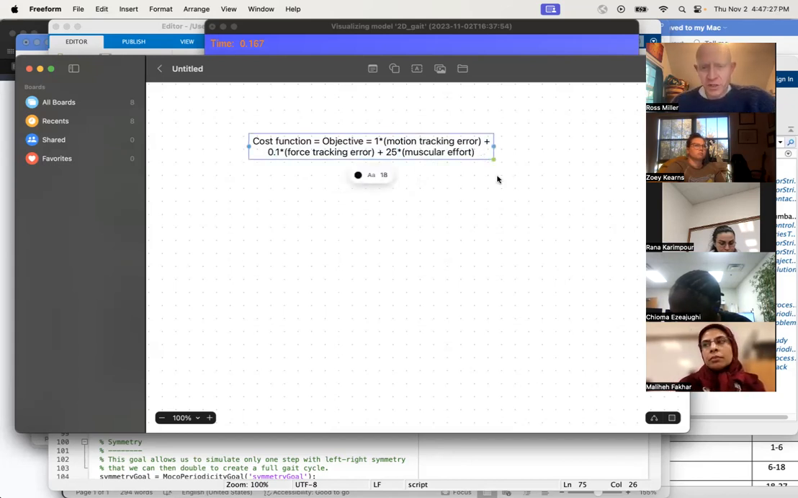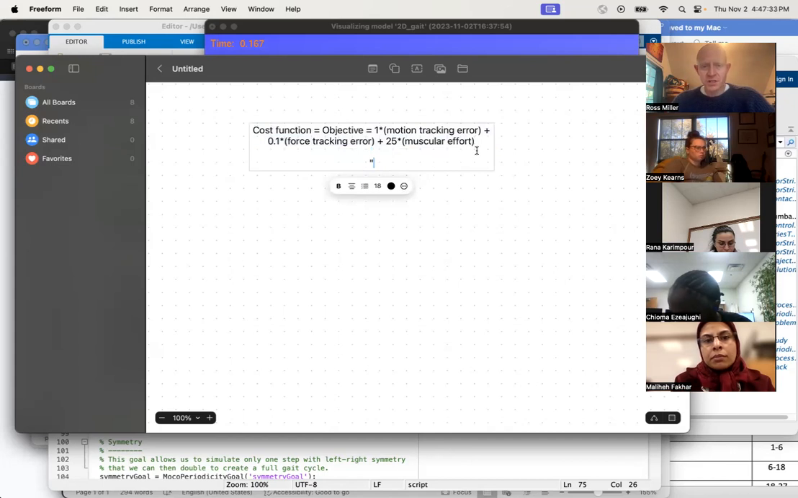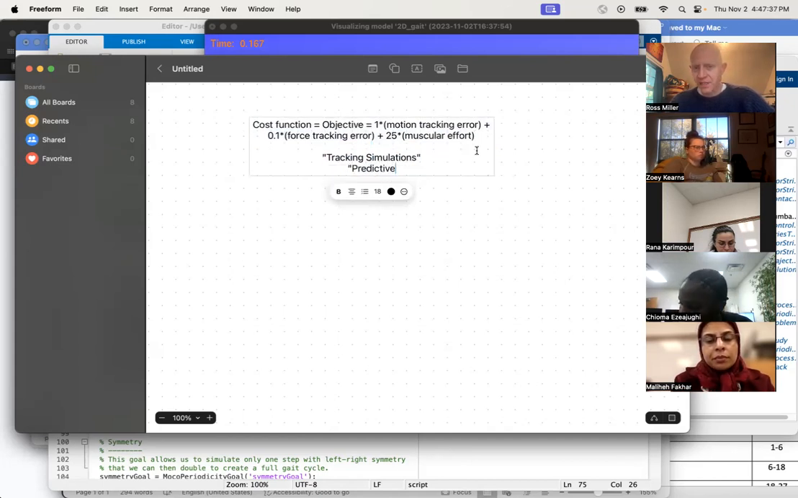Now, I mentioned this notion of tracking simulations and predictive simulations. You'll see those two terms a lot in the optimal control simulation literature. You'll see simulations typically described as being tracking simulations or described as being predictive simulations. That comes down to the form of this cost function.